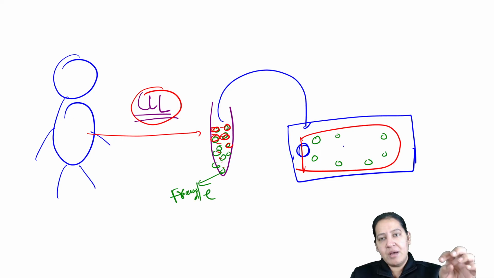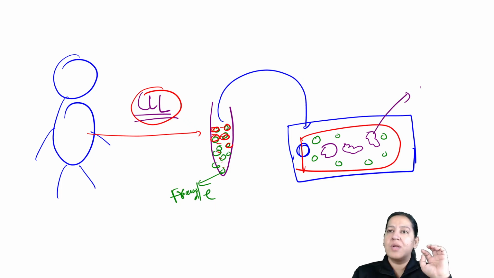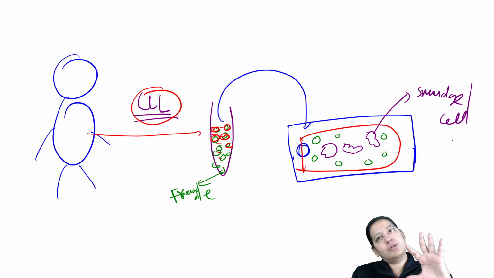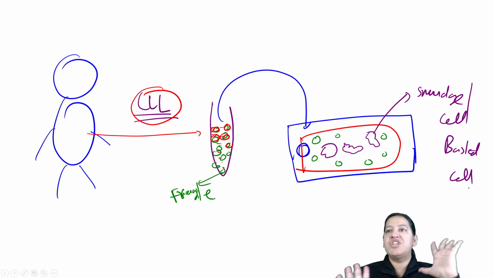So some of the lymphocytes got bursted. These bursted lymphocytes are known as smudge cells. I will show you the diagram. Smudge cells, also known as basket cells. So this is the peripheral smear of a patient with CLL.